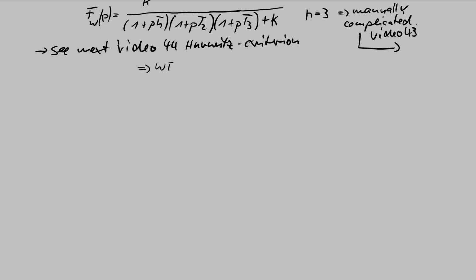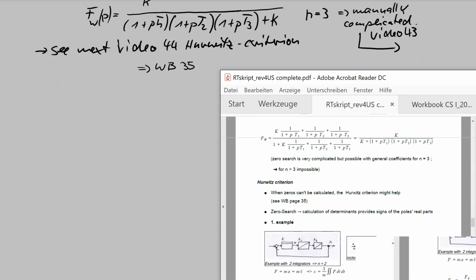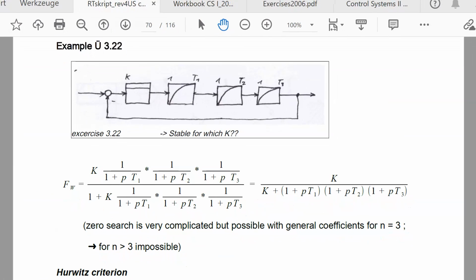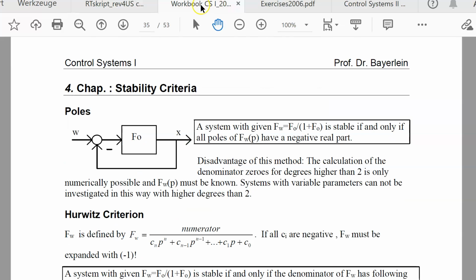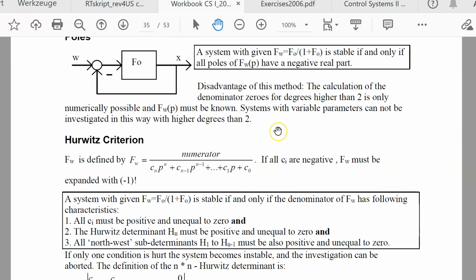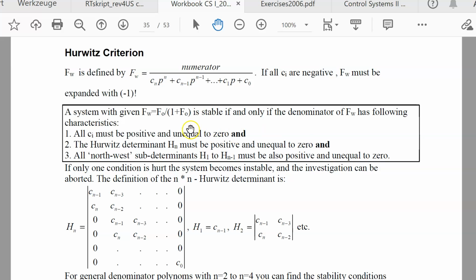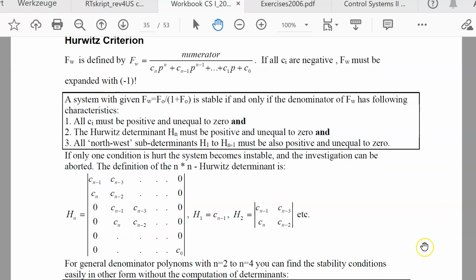You look on workbook page 35, there we can see the conditions for the Hurwitz criterion. I think this is the best way to do this presentation. So you see workbook page 35, stability criteria. Here again the pole criterion is called, and here you see the Hurwitz criterion. Just half a page, very simple.